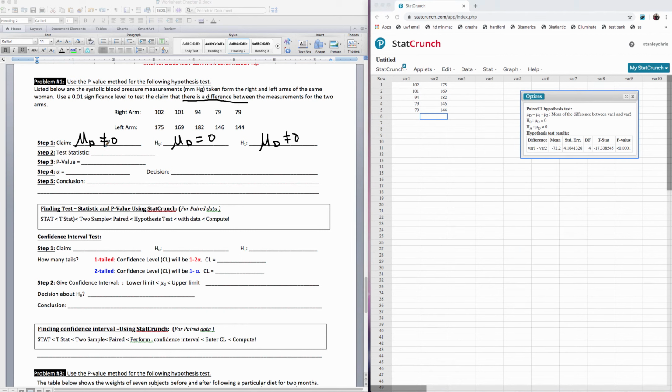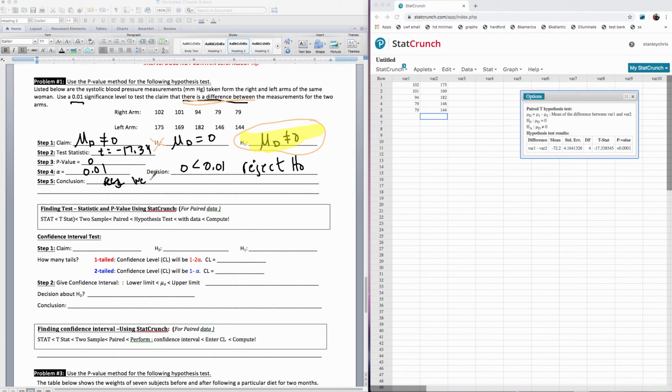And we get a t-score of negative 17.34. We get a p-value of 0. We get an alpha here of 0.01. So 0 is less than 0.01. We're going to go ahead and reject the null. That reject should be up here actually. We reject the null. That means I'm rejecting this. So if I reject this, then I have evidence for that. And what this says is that there is a difference.